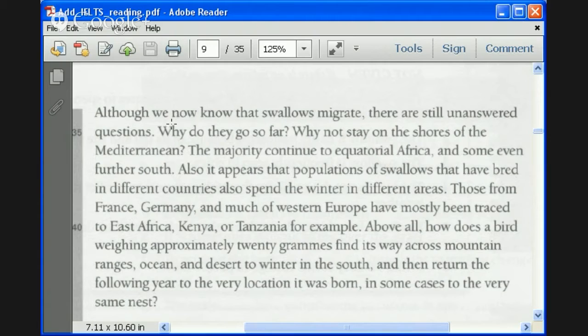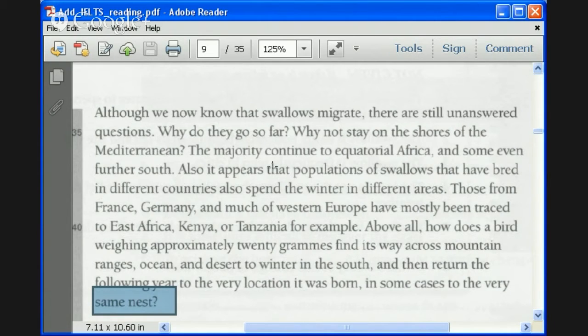If it's a word, then as you're skimming, you can get that idea. Earlier we saw a paragraph with many quotation marks. Here, I see many questions. Why do they go so far? Why not stay in the shade? Long question here: how does a bird find its way across? Questions.